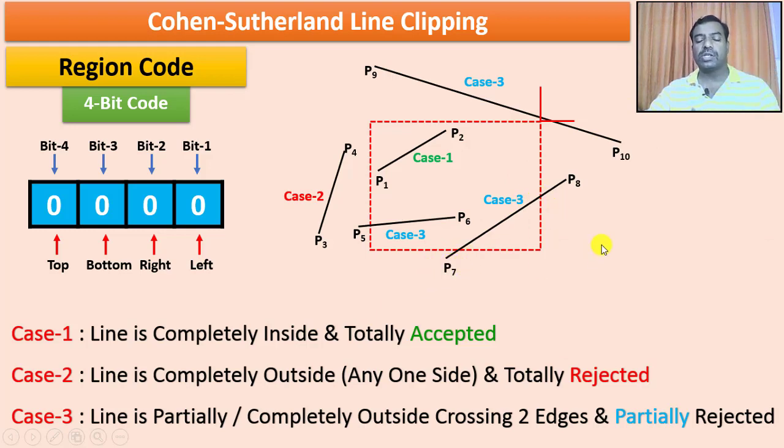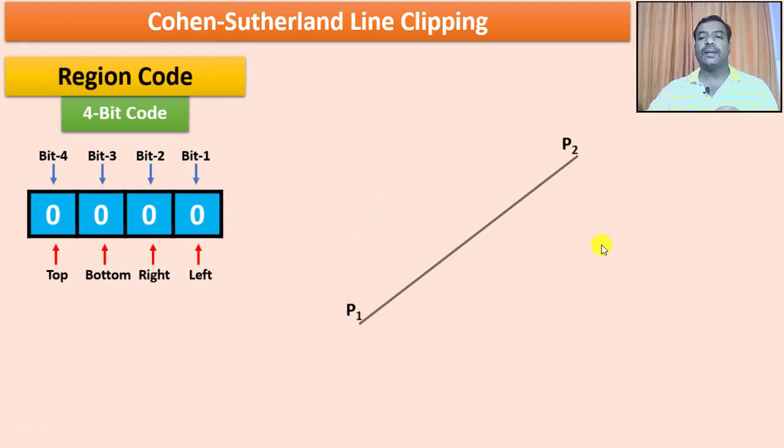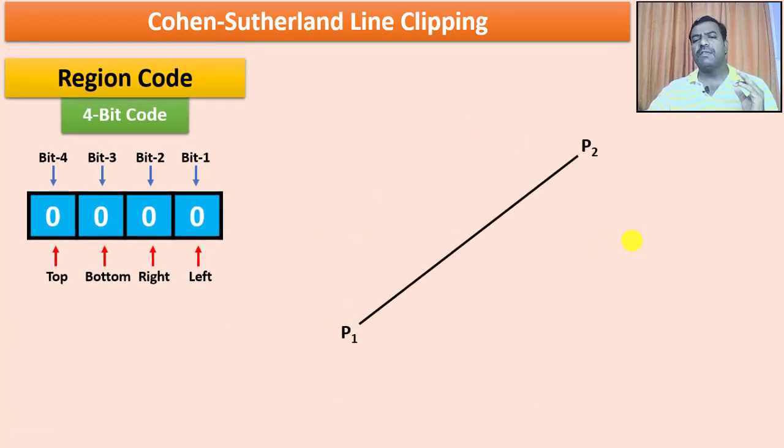So this is what the Cohen-Sutherland line clipping is going to do with the line clipping process. Now we'll just take a single line and continue the discussion, and we will see how this algorithm is going to work. The rest of the lines, you can think how exactly this algorithm is going to work.